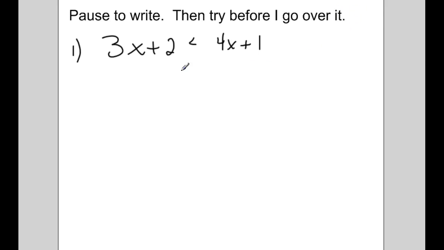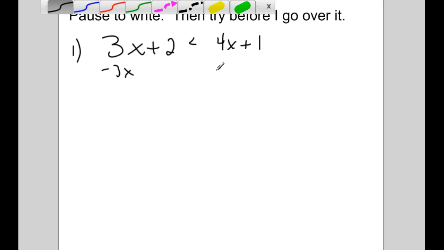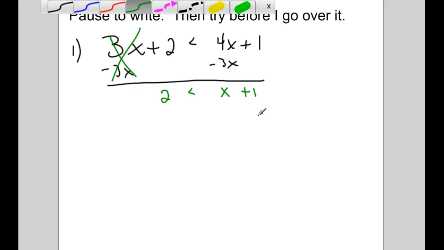Alright, so the goal is to get x all by itself on one side of the inequality. I usually try to get rid of the smaller amount of x's, which in this case would be 3 x's versus the 4 x's on this side. That cancels out, or zeroes out is what I should say, the x's on this side, leaving you with just 2 is less than x plus 1.